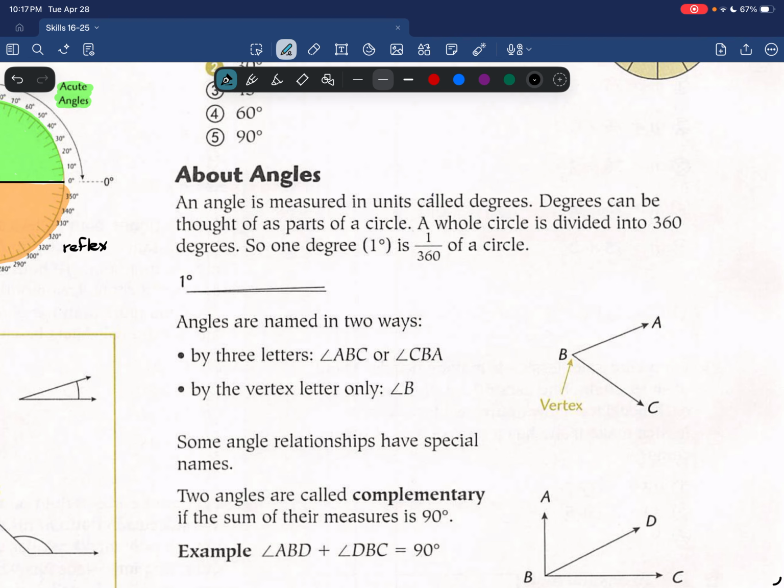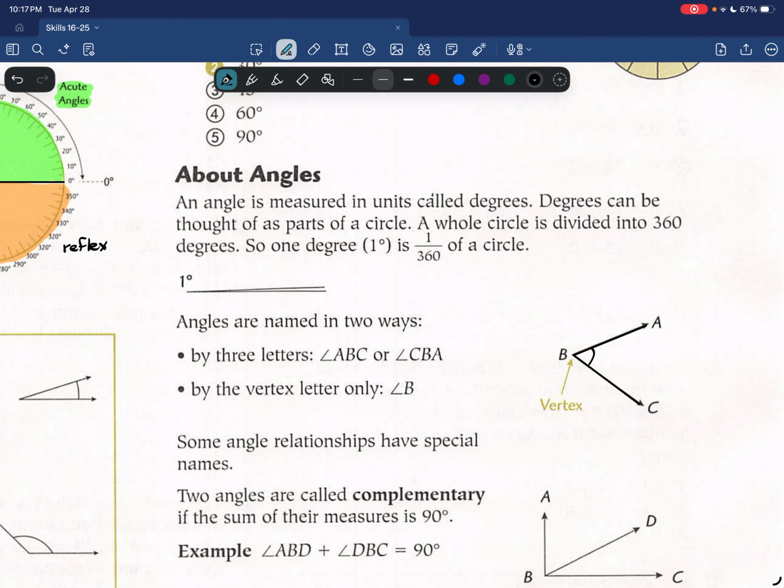Angles are named in 2 ways. You can name the angle with 3 letters. For example, right here, you have A, B, C. And this middle point needs to be the middle letter. So you could call this angle ABC. You could call it angle CBA, but the B needs to be in the middle because it's called the vertex.